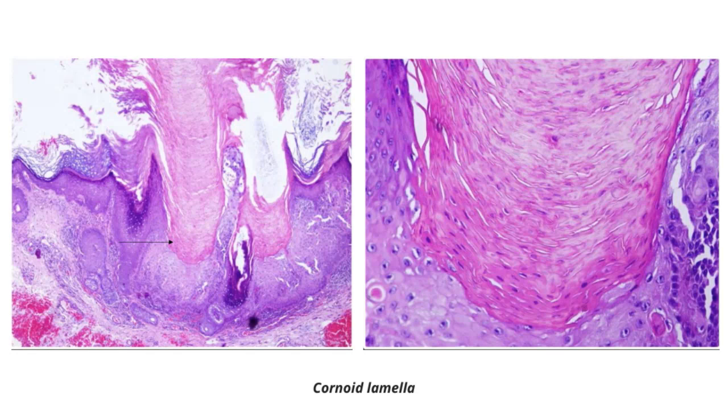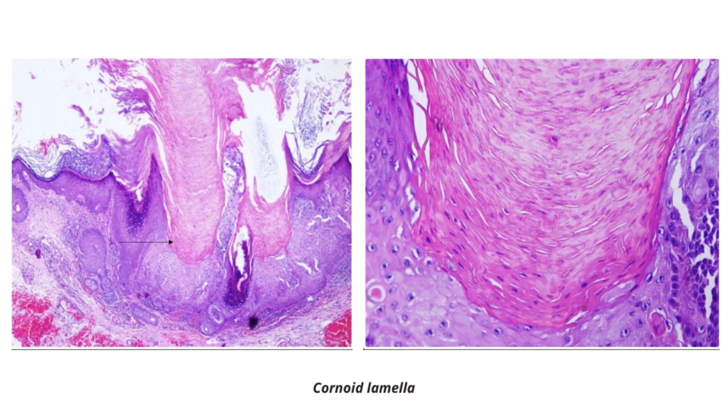Let's take a closer look at the cornoid lamella. This is a key structural feature that plays a crucial role in certain skin conditions. Essentially, the cornoid lamella appears as a thin, vertical column of abnormal keratinocytes that extends through the stratum corneum. It's like a distinct plug or column that stands out under the microscope. Recognizing this feature is important because it helps us confirm the diagnosis of conditions like porokeratosis.